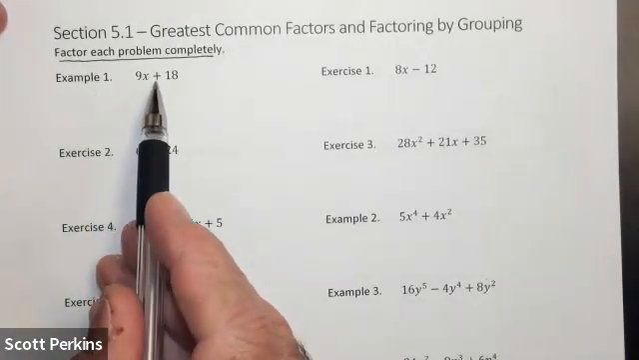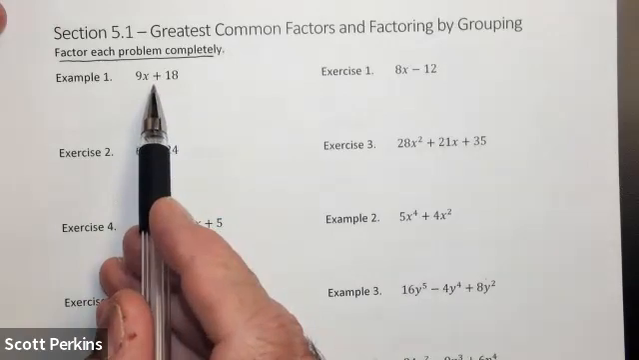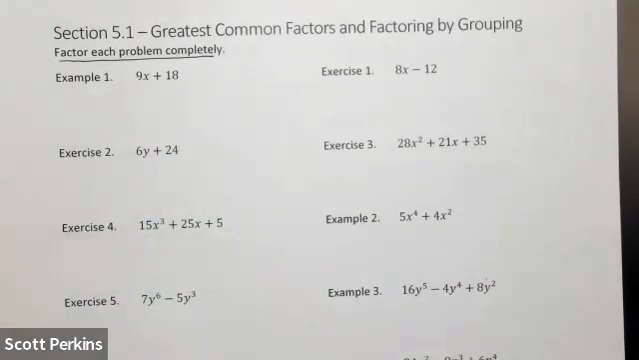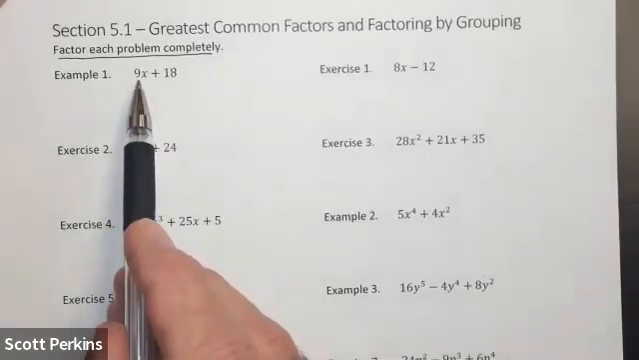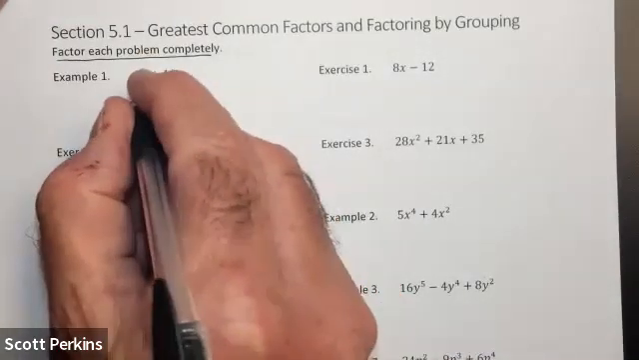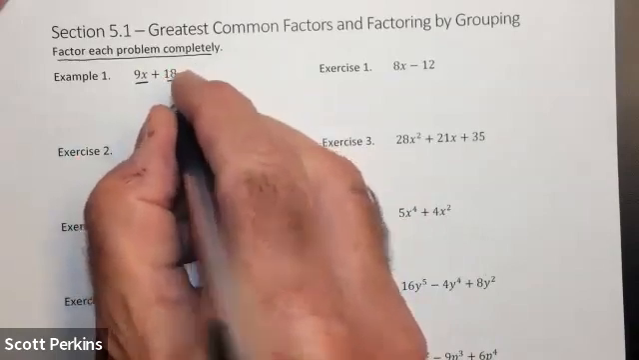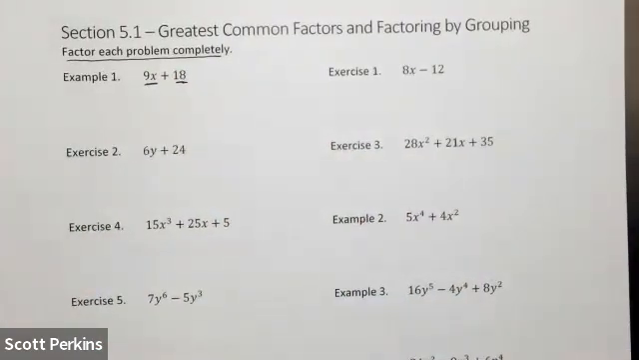So here's my first example. We're going to factor 9x plus 18. For basically this whole front page and most of the second page, we're going to ask ourselves this question. Between these two terms, I've got the term 9x and the term 18. Between those two terms, is there a factor that they have in common? What would that be?